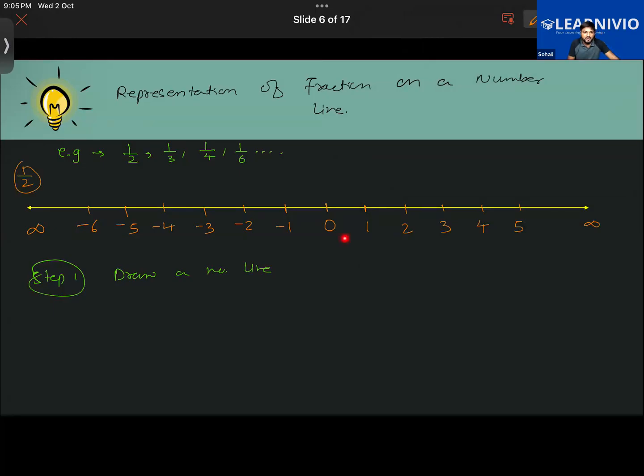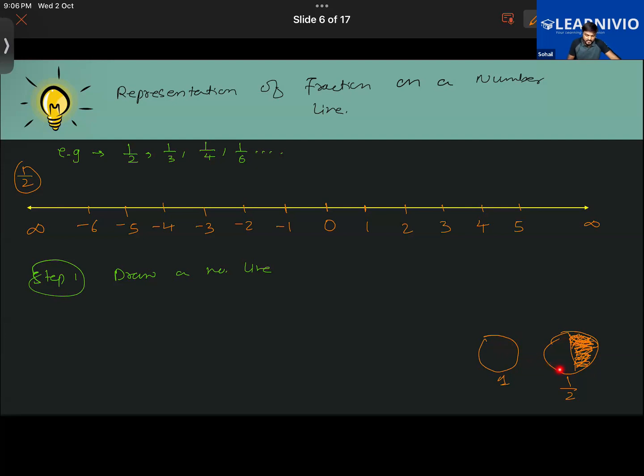We know that 1 upon 2 is less than 1. If you can recall here, this complete circle is 1. But this shaded portion, how do we represent this? 1 upon 2. So this portion is clearly less than the whole circle.